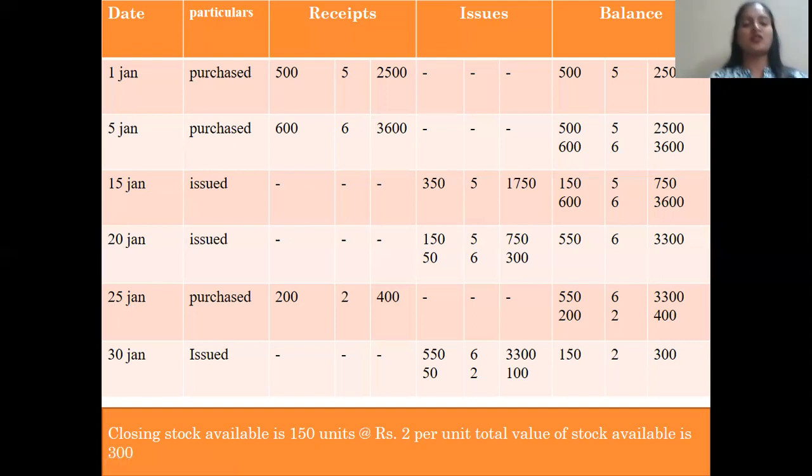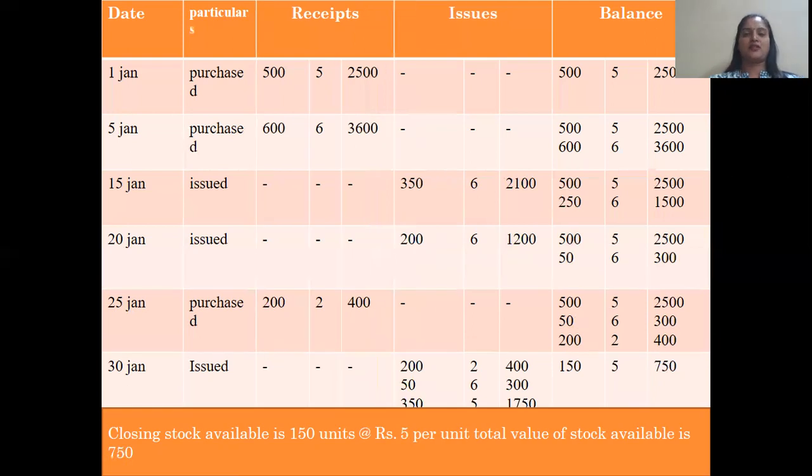Now, what is the closing stock? Closing stock available is 150 units at rupees 2 per unit. So total stock available is 300 amount. Now, let us move on to the next method, that is Lifo method.